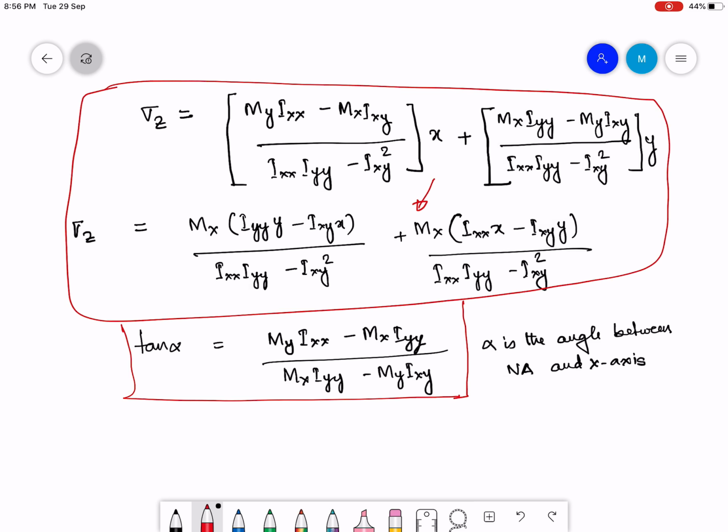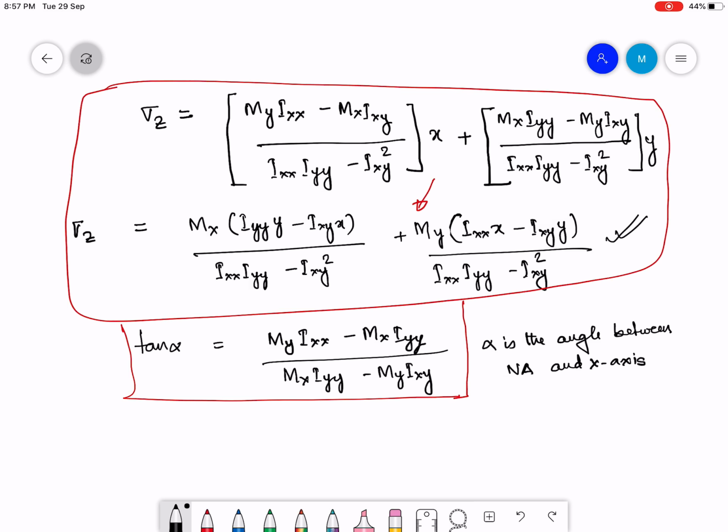Okay, so the other important point that I wish to say here is, what is this sigma z? Sigma z is the direct stress or normal stress. Now we have expressed sigma z in terms of the applied moments, so I made a mistake here. Now you can see that the direct stress or normal stress on the cross section is a function of x and y. So sigma z is going to vary at different locations on the cross section.